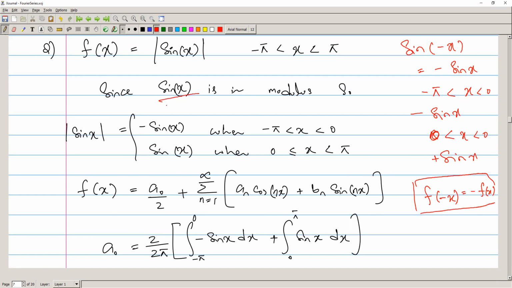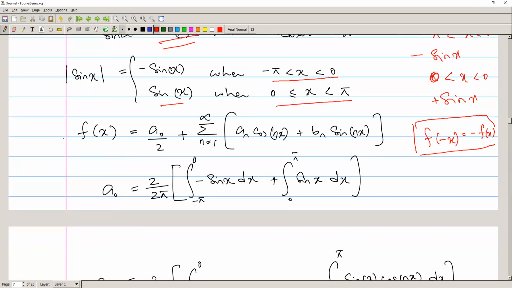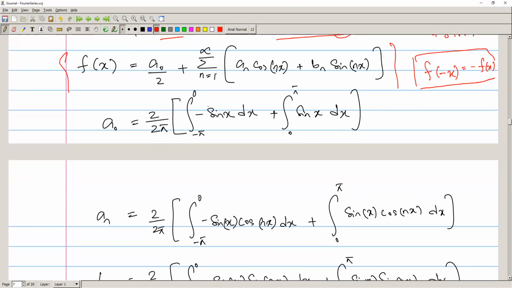So sine x is an odd function. Similarly, x was also an odd function, right? So we will break this with a negative sign when x is from negative pi to 0 and positive sign when x is from 0 to pi, right? So the series will be generated in this manner. The interval is negative pi to pi, so the period will be 2 pi. So this will be the series. And similarly, you will integrate in the piecewise intervals, negative pi to 0 is negative sign, 0 to pi is positive sign, right?